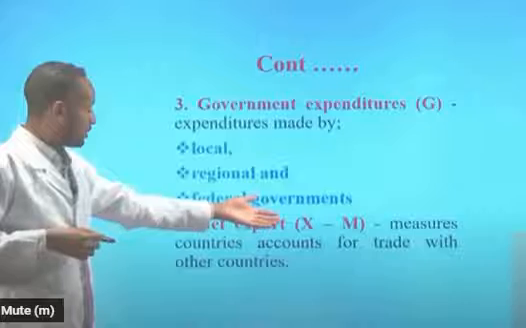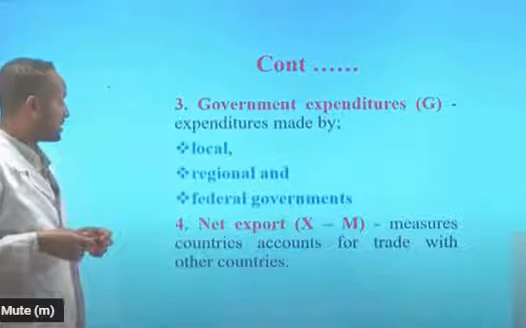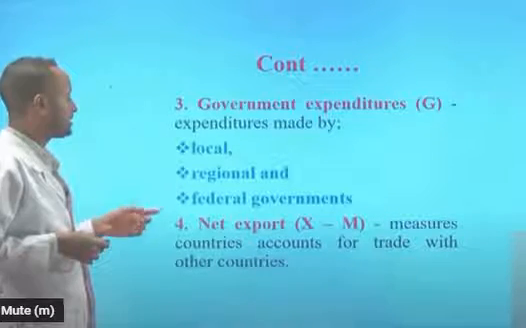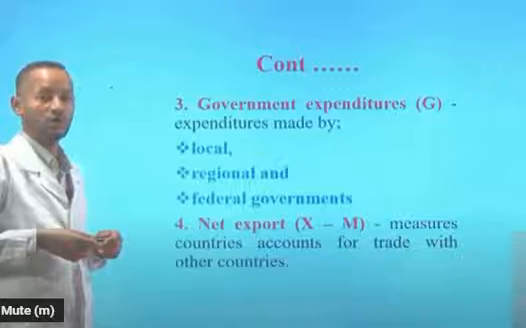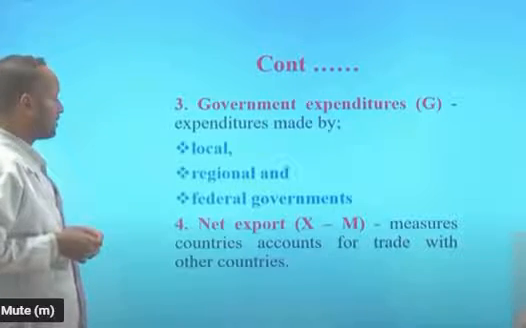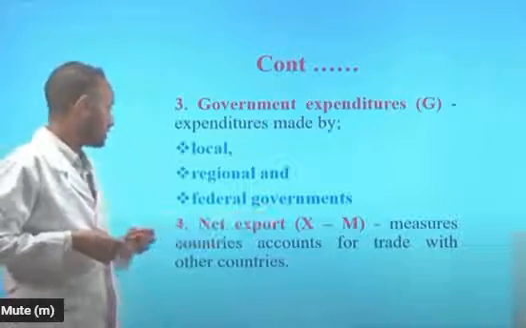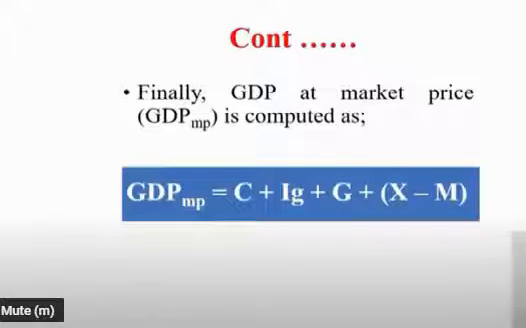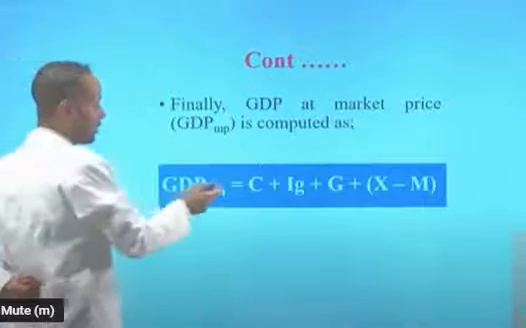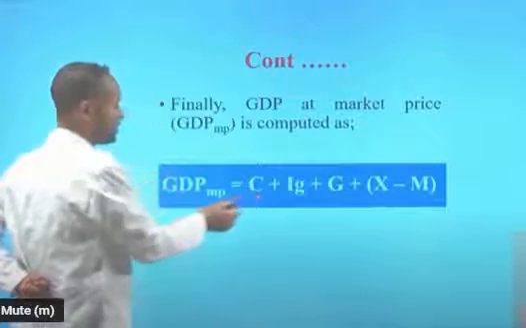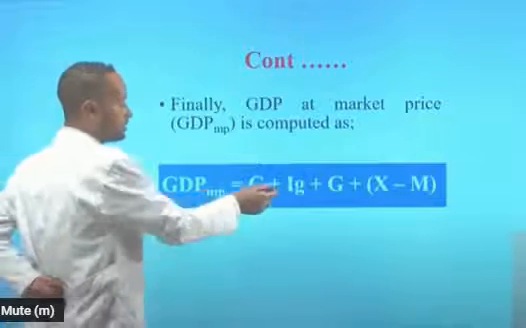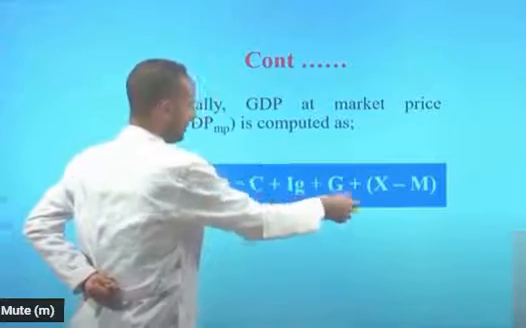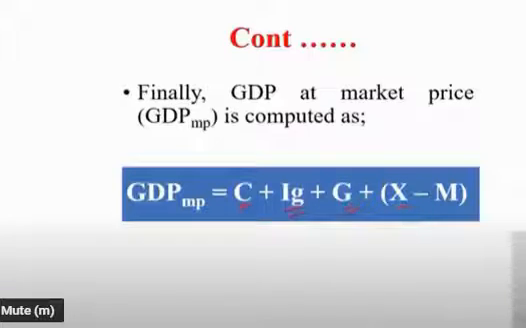If the value of export is greater than the value of import, the net export will be positive. But if the value of import is greater than the value of export, then the net export will be negative. But if the value of export is equal to the value of import, then the net export is 0. Finally, using the expenditure approach, adding all consumption expenditures made by households, all the gross domestic private investment, government expenditure, and net export will give you the GDP at market price.